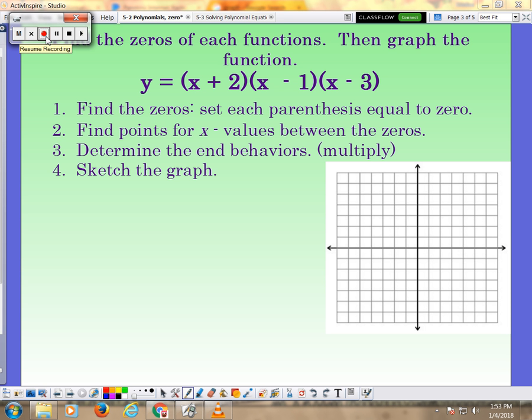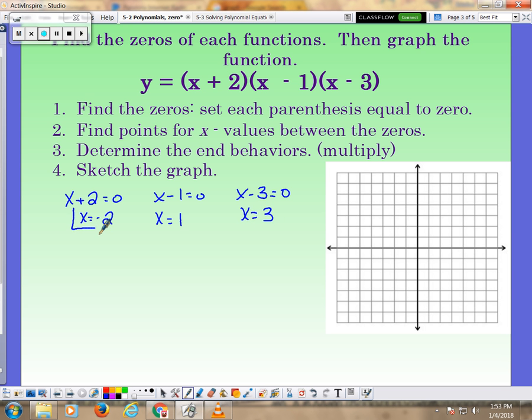All right. So part 1, first step. We're going to take the x plus 2 and set it equal to 0. We're going to take the x minus 1 and set it equal to 0. And we're going to take the x minus 3 and set it equal to 0. To actually now find the 0 of that function, I'm going to subtract the 2 to the other side. So I get x equals negative 2. I'm going to add the 1 to the other side, so I get x equals 1. I'm going to add the 3 to the other side, and I'm going to get x equals 3. These right here are the zeros of that function.